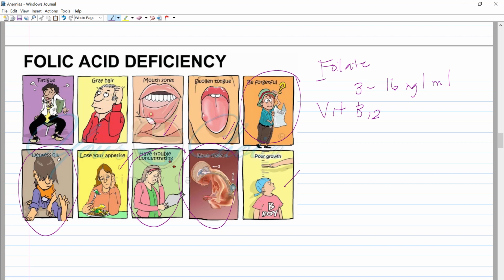Now, for the nursing management, of course, this patient will get folic acid. Let's put here treatment: folic acid supplements. And of course, you have to educate them about their diet for folic acid deficiency anemia.